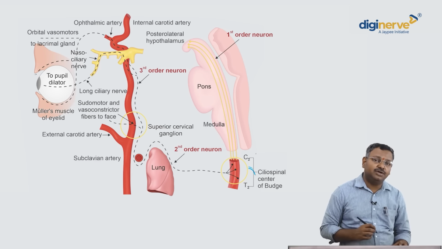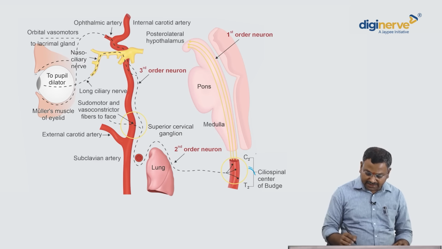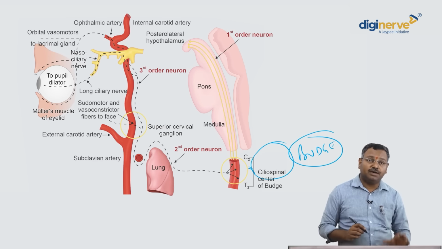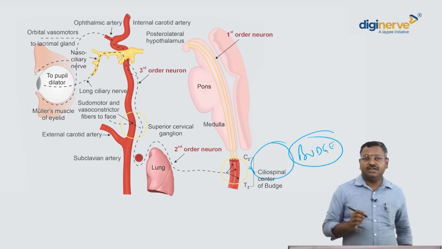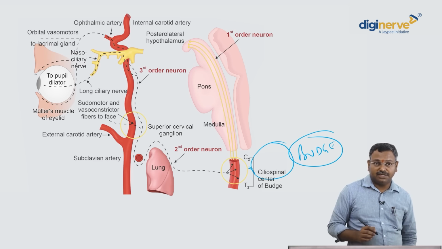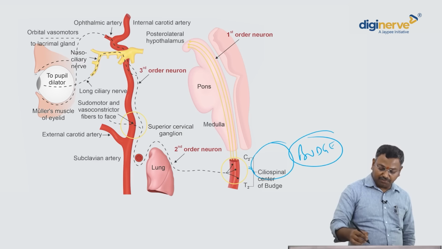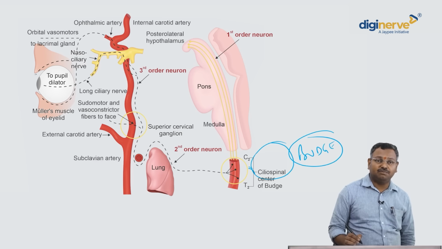So T2, it is going to come in the cervical, C8-T1. You have a ciliospinal center of Budge. That is where it is going to come and land up there. That's where the first order neuron is going to stop. So the first order neuron is going to stop here. That's from the hypothalamus to the ciliospinal center of Budge.